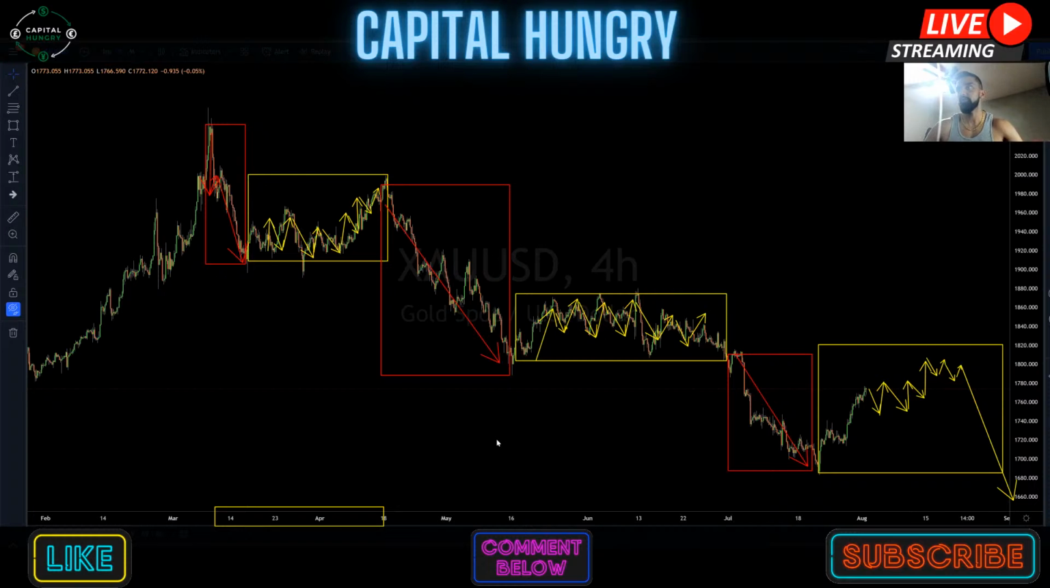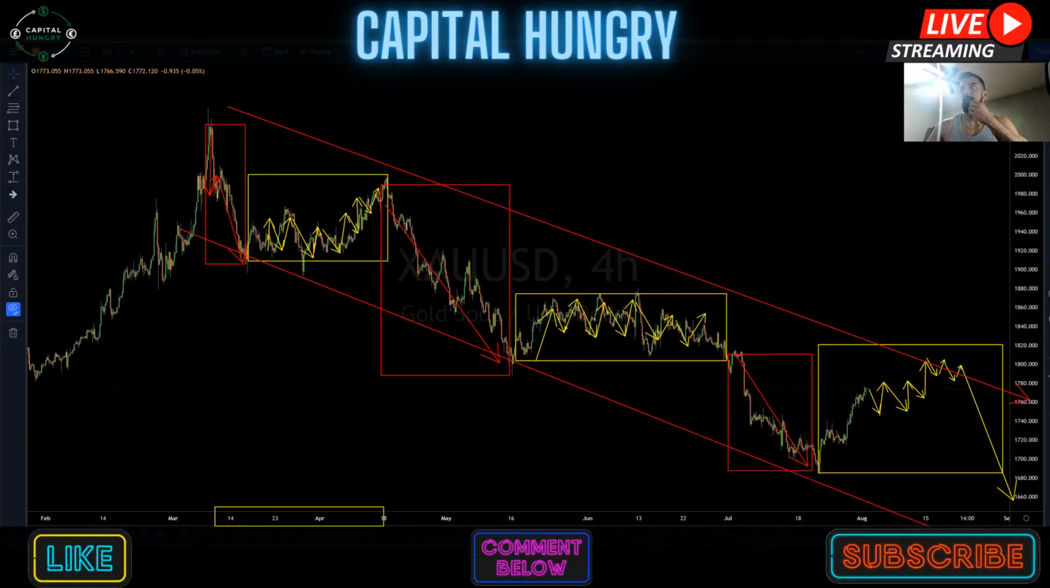Does that make sense to everybody? The secondary phases of market structure, aka the pullbacks against the higher time frame trend and the consolidations, they're always a lot slower, they're always choppier, they're always messier, and they always last longer than the impulsive moves with the main higher time frame trend, right?